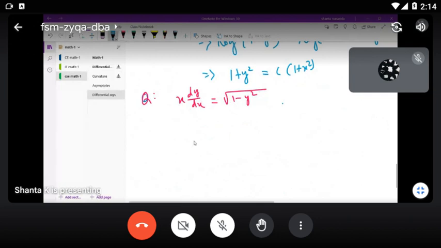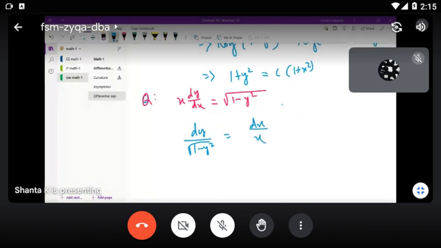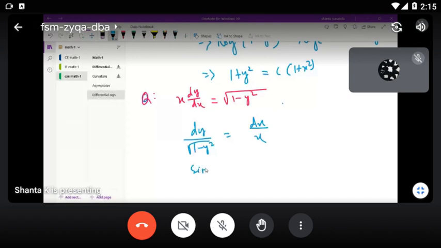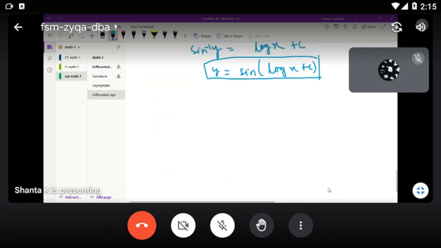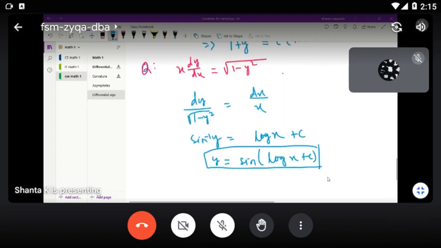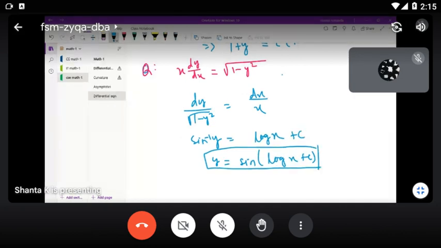Okay, so you can further write this: dy by square root of (1 minus y square) equals dx by x. If you solve, you get sine inverse y equals log of x plus constant, and this will be y equals sine of (log x plus c). Okay, so this is your solution. You can also write c equal to log c, then it will be log xc, so sine of that will come.